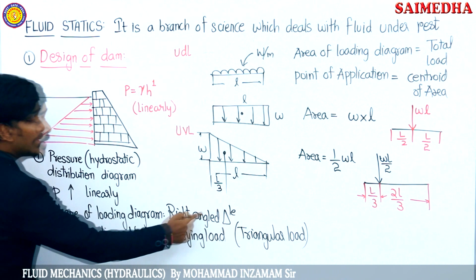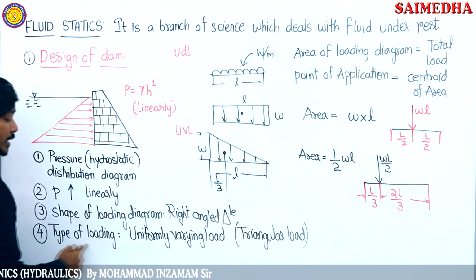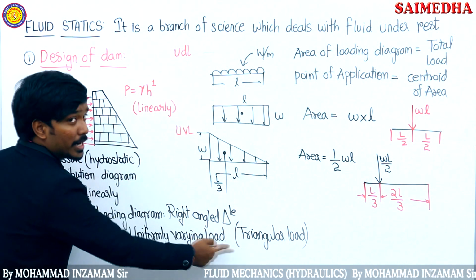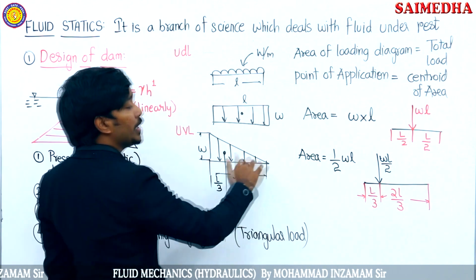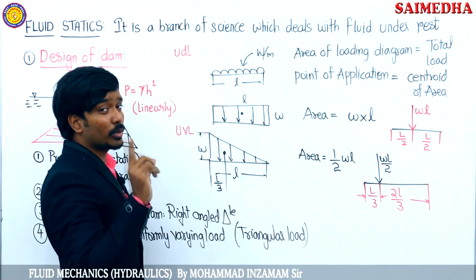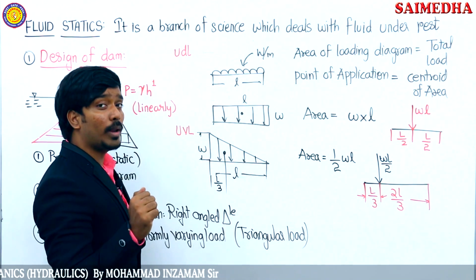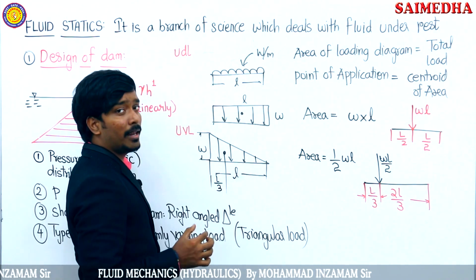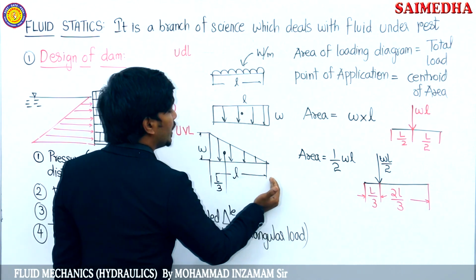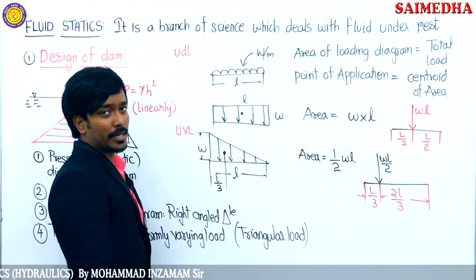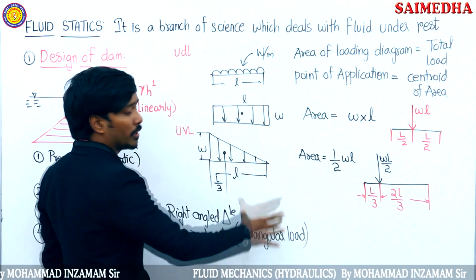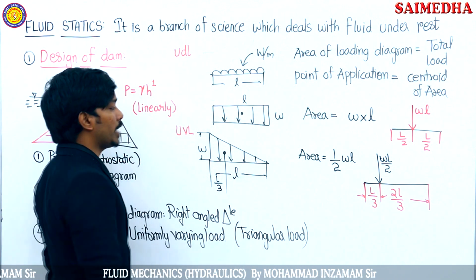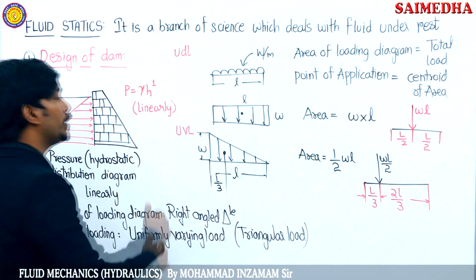What is the shape, guys? Right angle triangle. What is the type of loading? Uniformly varying load. How to convert the uniformly varying load into point load? Total load equals area, and it is going to lie at the centroid. Where is the centroid of the triangle? 1 by 3 from the base and 2 by 3 from the apex. That is the most accurate answer. Okay, chalo, pause the video and note it down, guys.